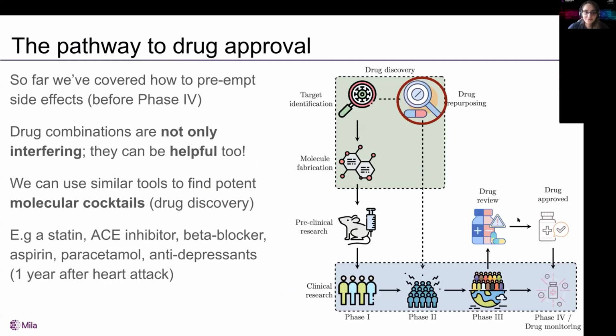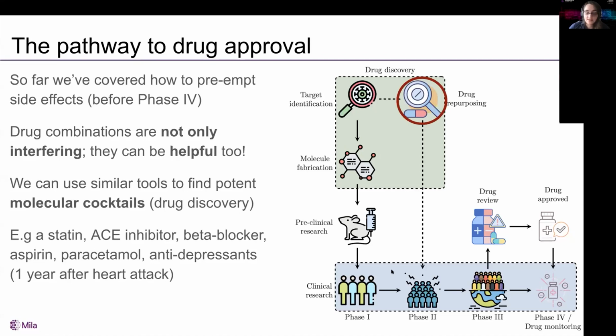Okay, so far we've covered how to preempt side effects, which, as I was saying, is something that's done in the phase 4 drug monitoring phase, because it can't be done exhaustively before the drug is put on the market. But drug combinations are not only causing side effects, they can also be helpful. And we can use similar tools, graph neural networks, to find potent molecular cocktails.